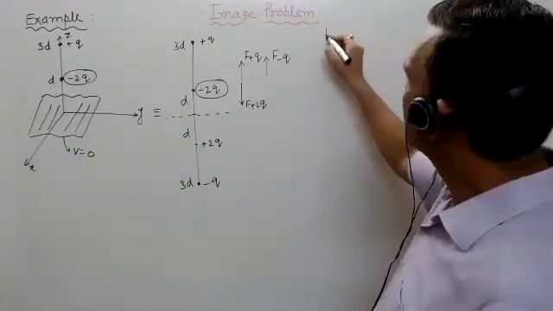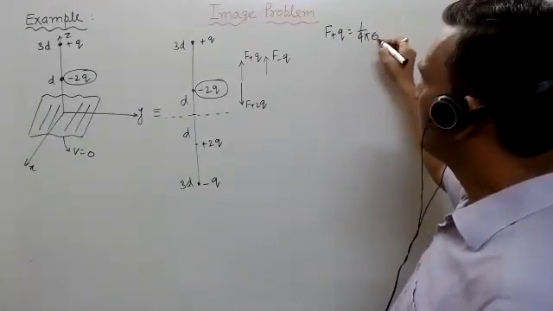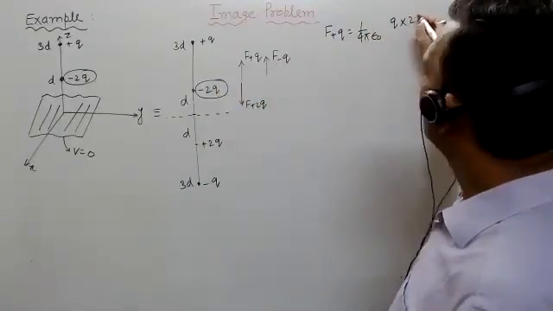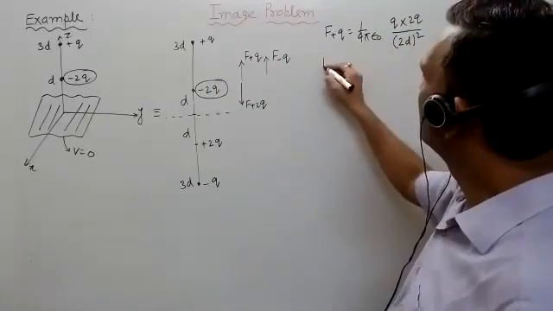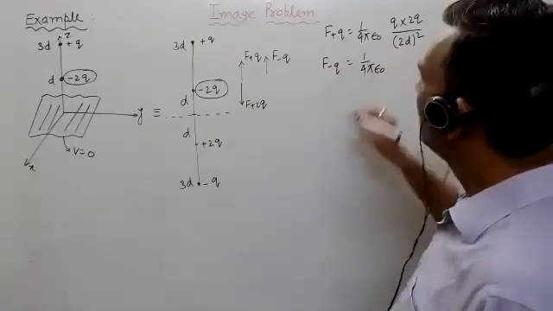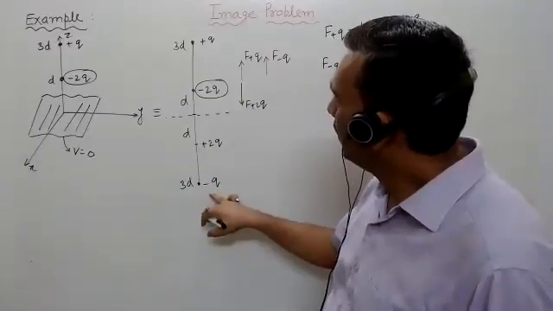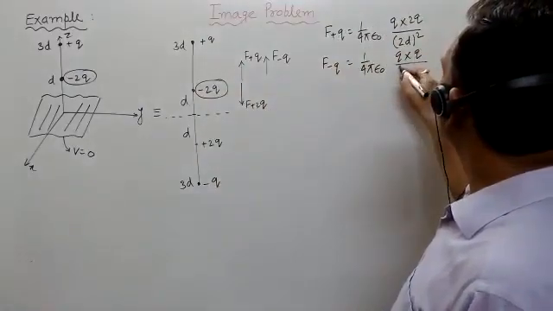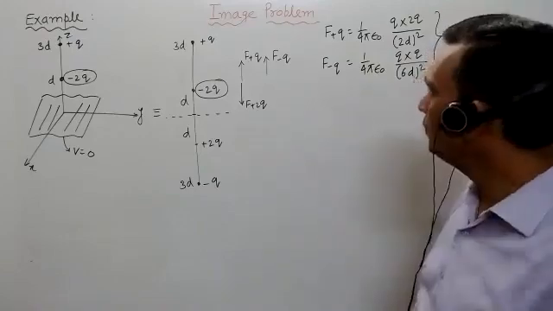So F plus q is given by 1 by 4 pi epsilon 0, this will be q into 2q by 2d whole square. Then F minus q will be q into 2q by 6d whole square. Then we will see the resultant of these two.